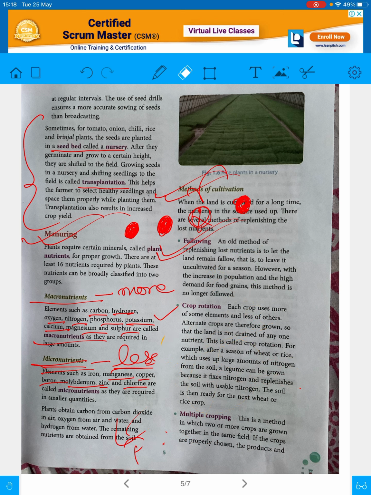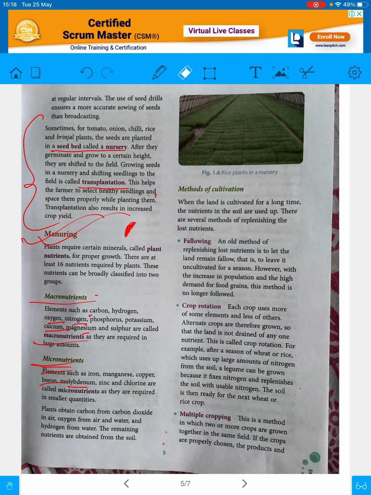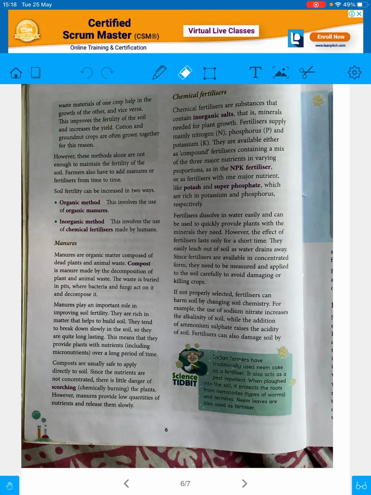Now there is one more: multiple cropping, where in one particular field we can grow multiple crops at the same time, which help each other to grow. Right?